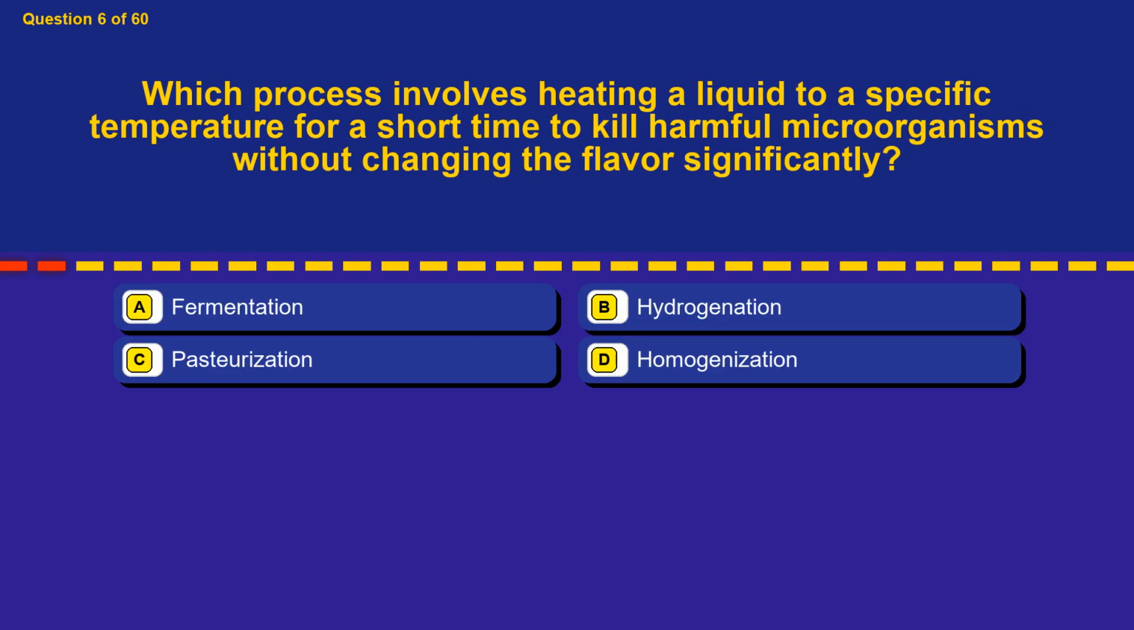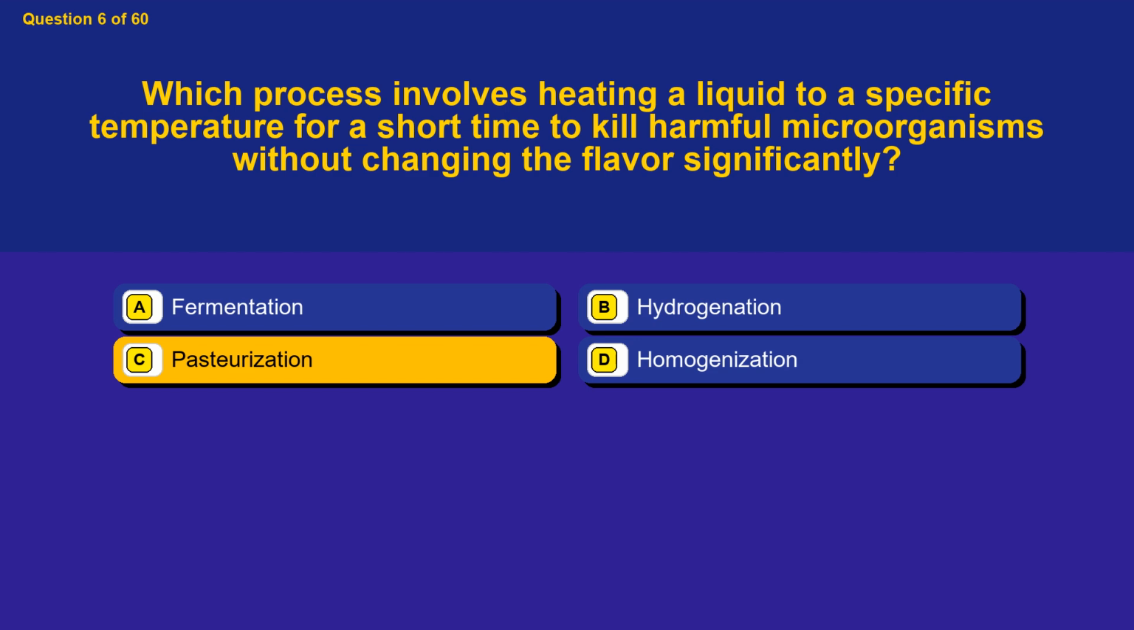Question 6. Which process involves heating a liquid to a specific temperature for a short time to kill harmful microorganisms without changing the flavor significantly? Option A, fermentation. Option B, hydrogenation. Option C, pasteurization. Option D, homogenization.